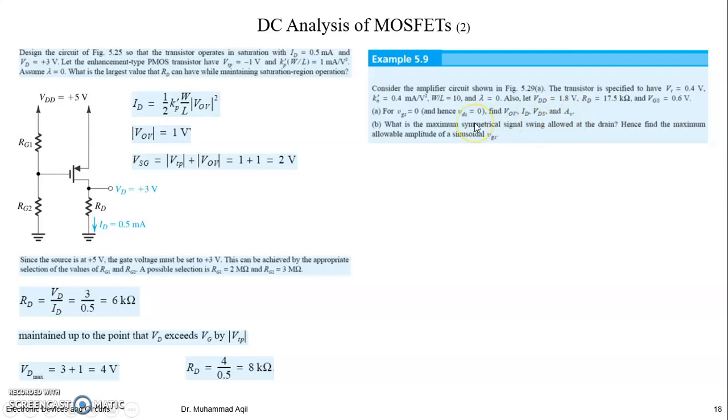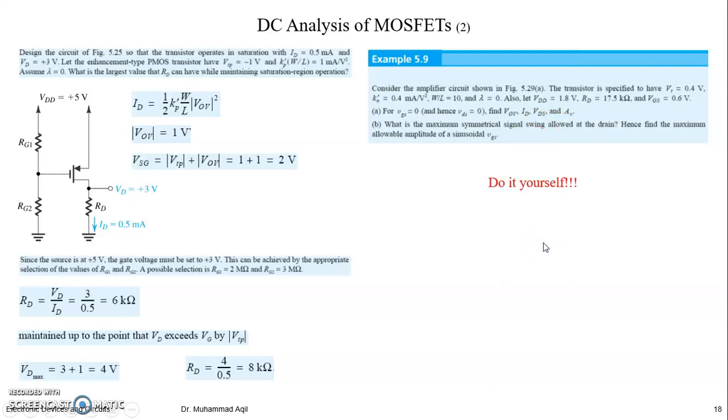It means you are only considering the DC equivalent circuit. Maybe this diagram has a full amplifier diagram including the AC signals and capacitors. So if you open your capacitors, VGS, VDS all will be 0 and you have to find only the DC parameters. Same, right? And then what is the maximum symmetrical signal swing allowed at the drain? Right? Symmetrical means no cutoff or saturation is occurring. Same would be here. We have already discussed. Hence, find the maximum allowable amplitude of a sinusoid VGS. So how much VGS can we apply to have a symmetric output without clipping at the saturation side or at the cutoff side?